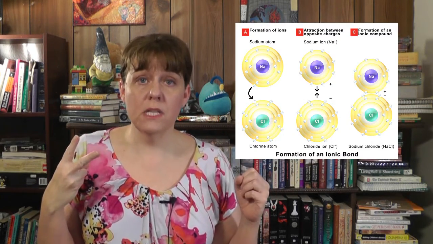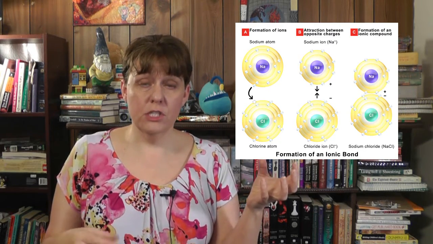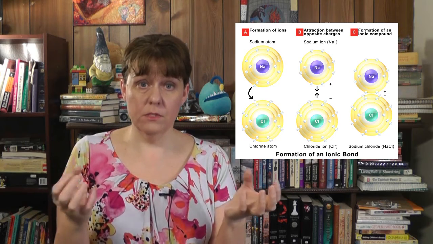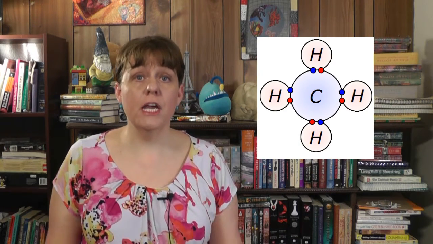There are two kinds of bonds that atoms form. Ionic bonds are weaker, and they form because positively charged atoms are attracted to negatively charged atoms. Carbon likes to form the other kind of bond, called covalent bonds. These bonds are much stronger, and they happen when atoms share electrons.